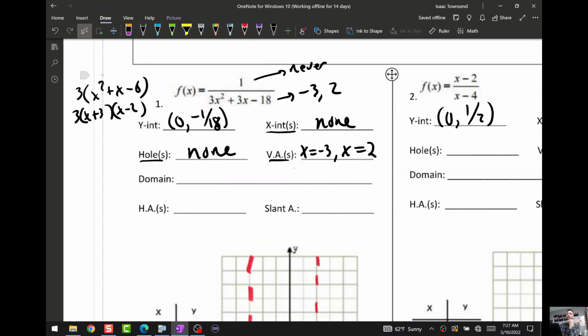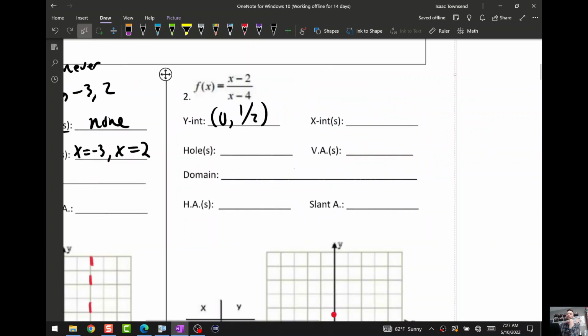So sure, it's kind of a pain to factor the numerator and factor the denominator and figure out where they both equal 0. But we need that for all 3 of those things, so it does go a long way. And then there's going to be questions like number 2, where you don't really have to factor it. You should be able to see that the numerator equals 0 at 2, and the denominator equals 0 at 4.